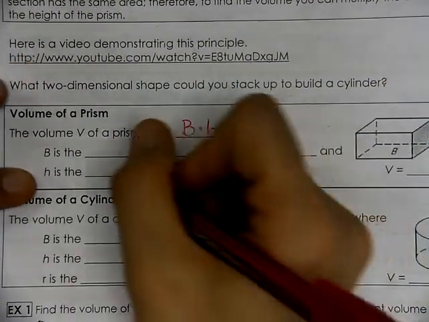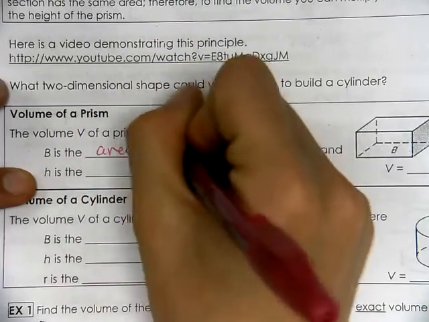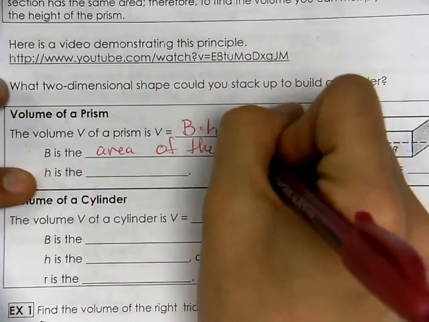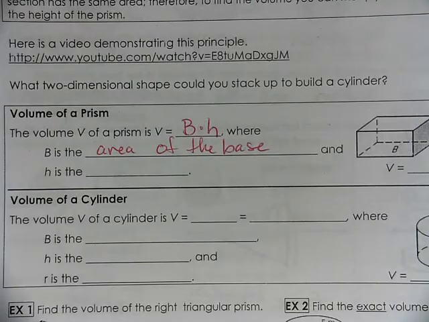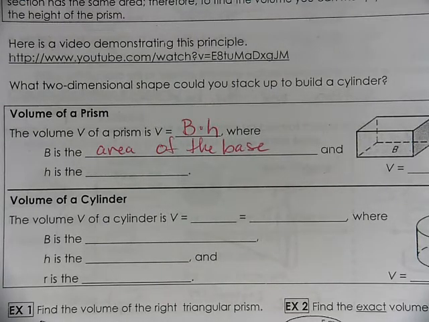Capital B is the area of the base. So it can be different depending on what kind of prism you have. If you have a triangular prism, you got to find the area of the triangle. If you have a rectangular prism, you got to find the area of the rectangle. If you have a hexagonal prism, you got to find the area of the hexagon. We don't focus so much on this because you don't know how to really do this. If I do give you a picture like this, I'll just give you the area of the base already.